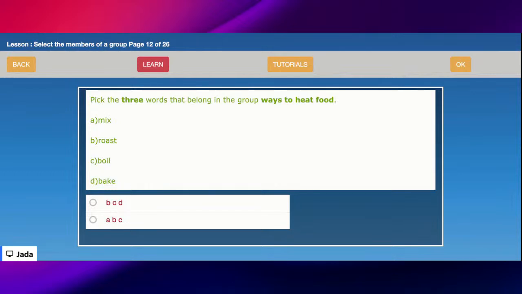You can go to bed if you're tired. So, what's this? B, C, D? B, C, D. Bake. Okay.